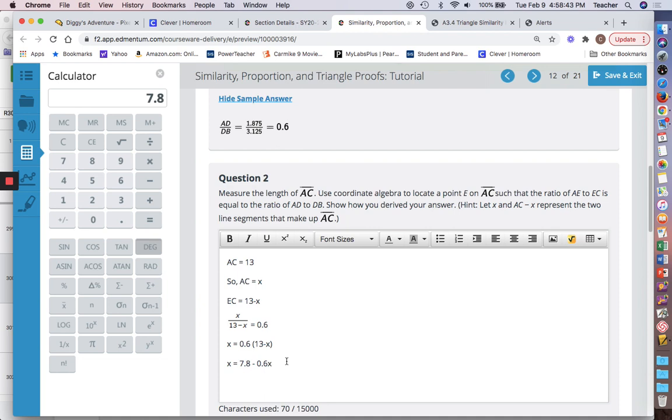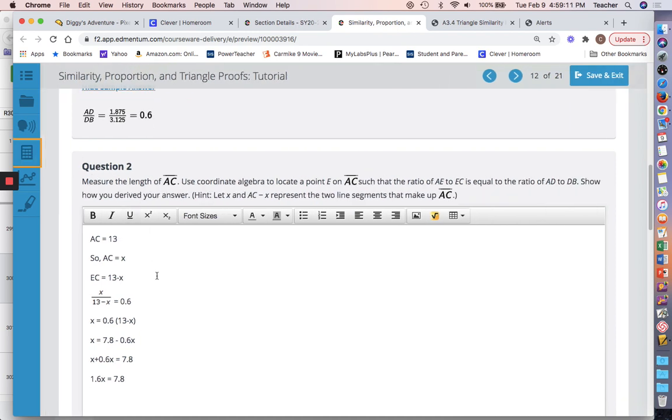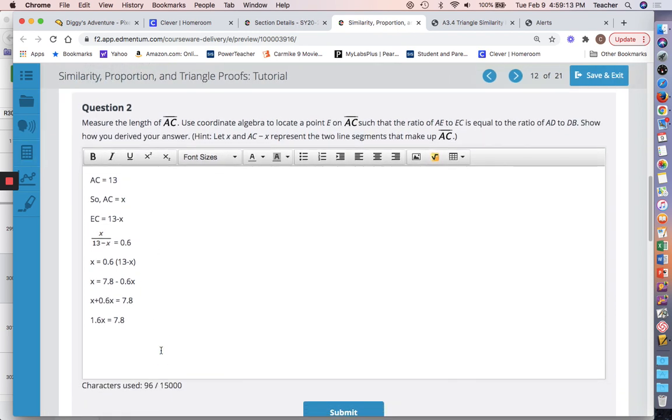Now I've got to get my x's on the same side, so I'm going to add 0.6x to the other side. So x plus 0.6x equals 7.8, because it goes away on this side. I'm going to combine my like terms. 1 plus 0.6 is 1.6x equals 7.8. Let me move this down so I can see what I'm doing here. The opposite of multiplying by 1.6 is to divide by 1.6 on the other side. So 7.8 divided by 1.6.